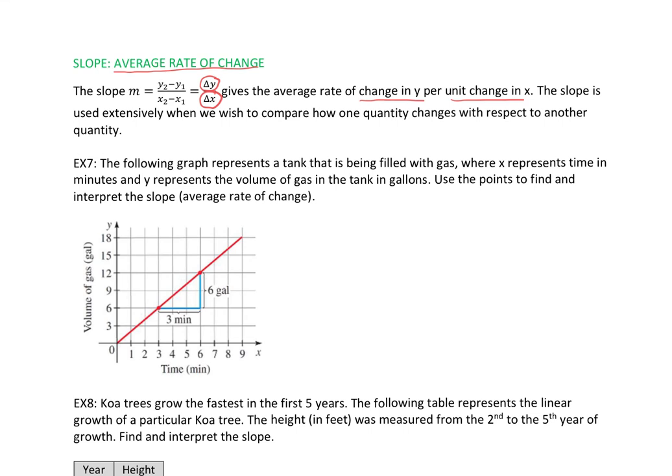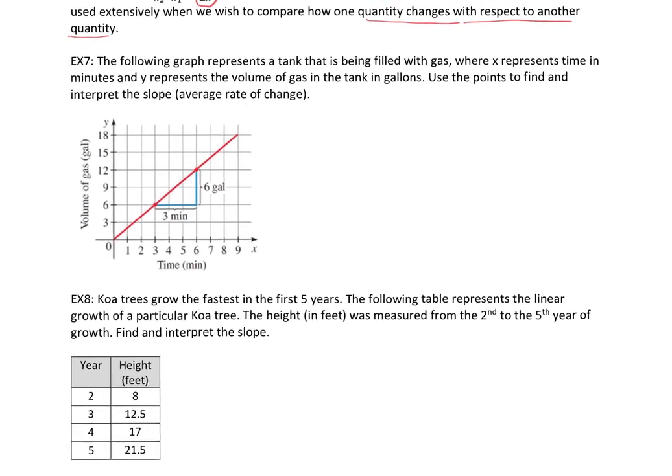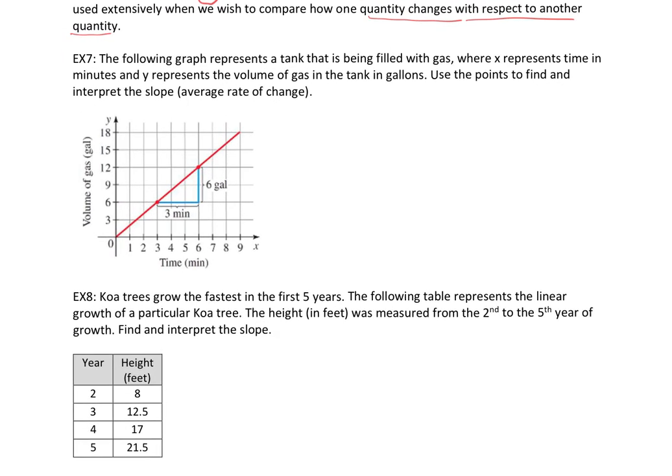We use the slope extensively when we compare values because look at the slope. It's a ratio, and ratios compare one item to another item, or one quantity to another quantity. So we're just comparing how one quantity changes with respect to another quantity. Example 7, we have a graph which represents a tank that is being filled with gas. So my x values are going to represent time in minutes. Y will represent the volume of gas in the tank in gallons. We're going to use the points to find and interpret the slope, which is our average rate of change.